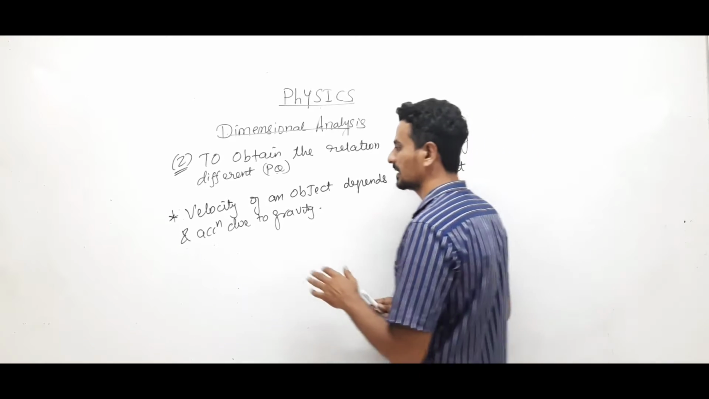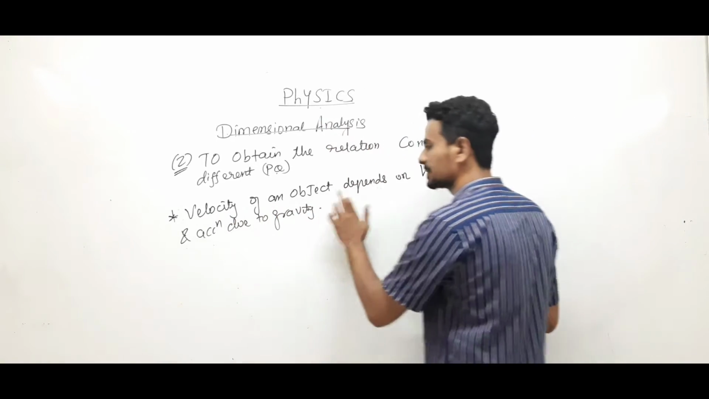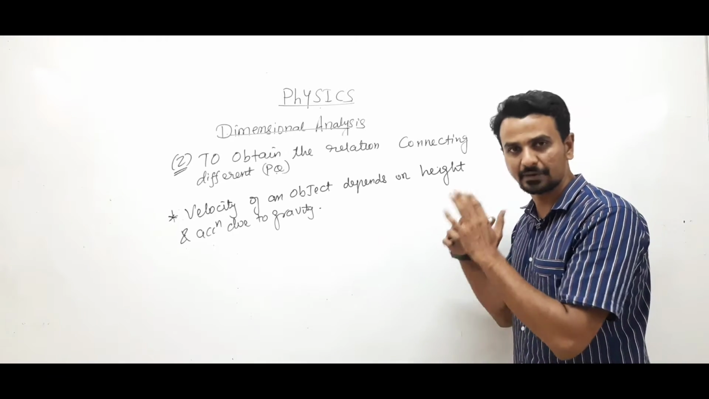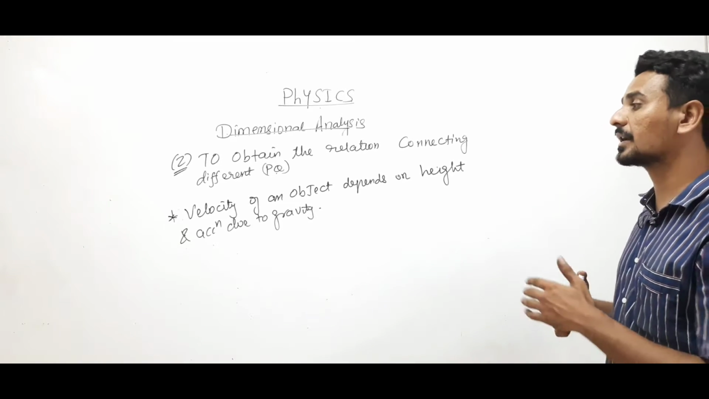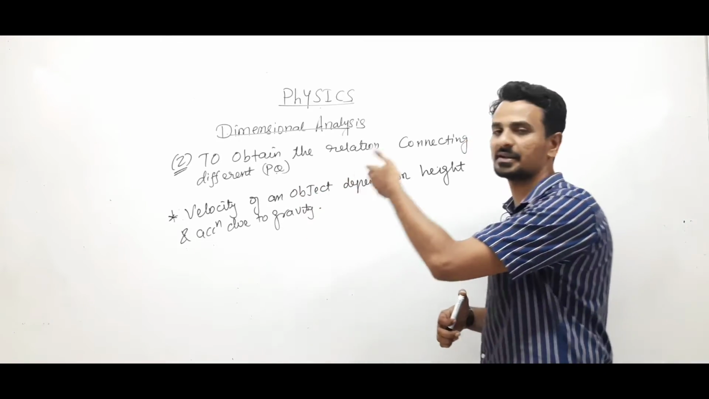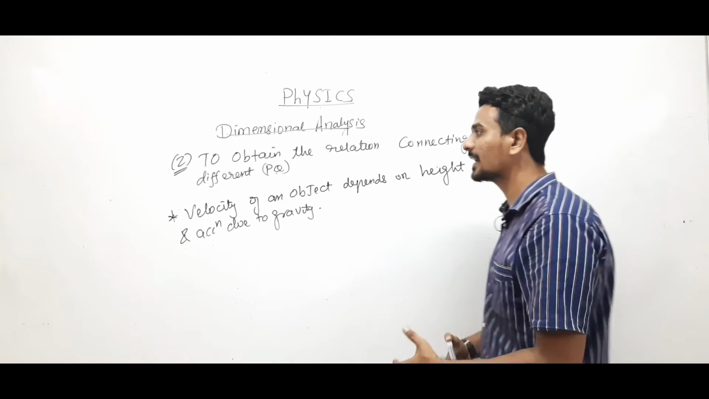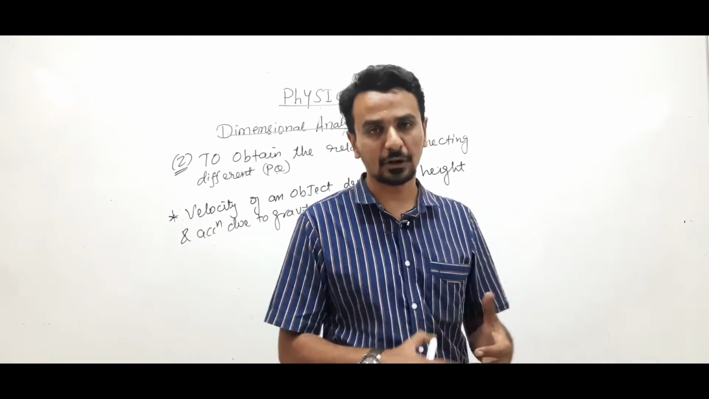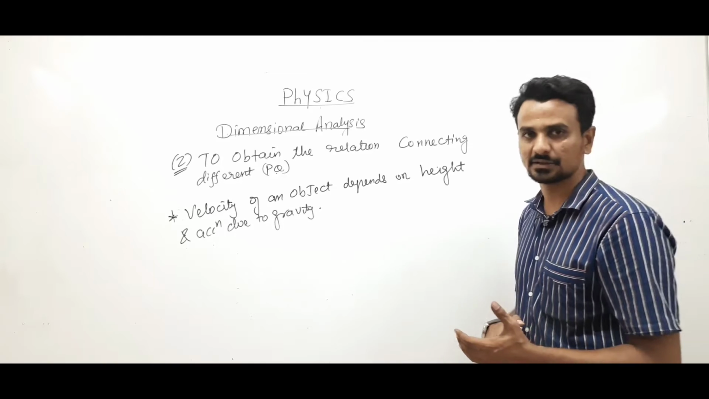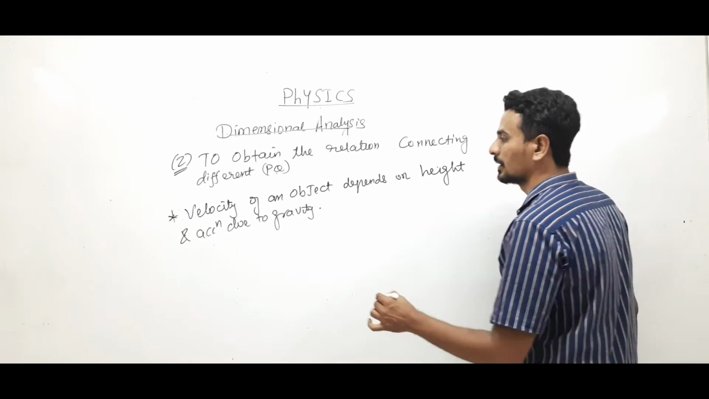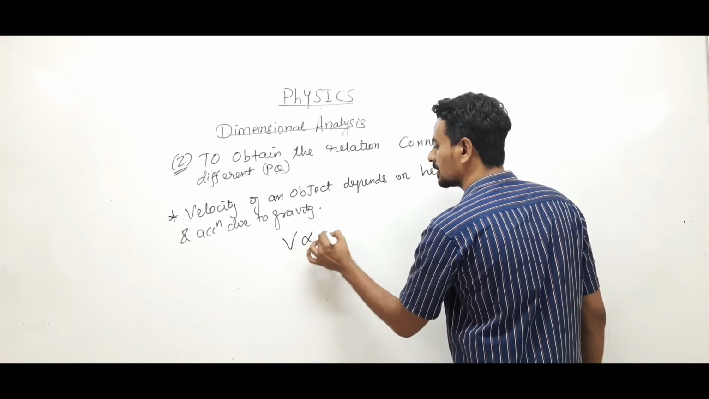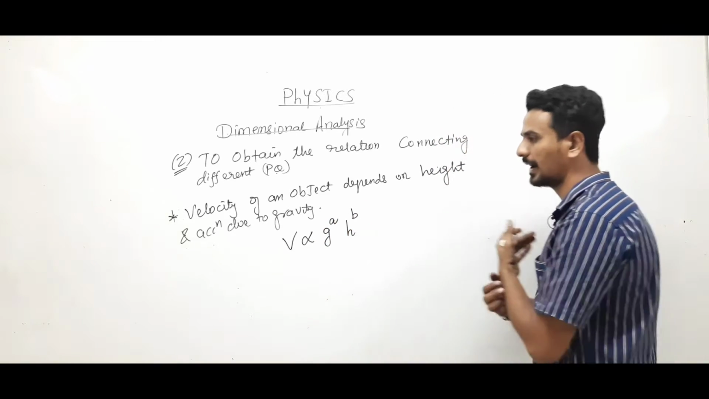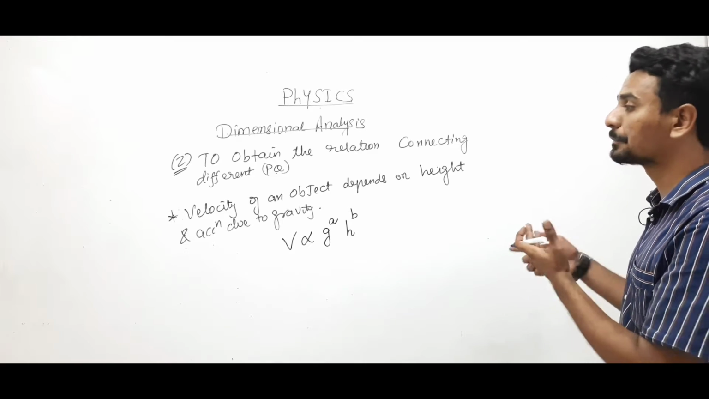So in the question, it has been given that velocity of an object depends on height and acceleration due to gravity. To derive the relation between velocity, acceleration and height, by making use of dimensional formula, we will obtain the relation. See, velocity depends on acceleration due to gravity and height. We don't know how it depends.